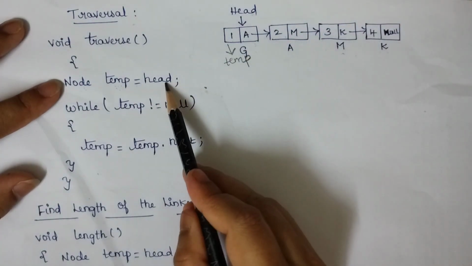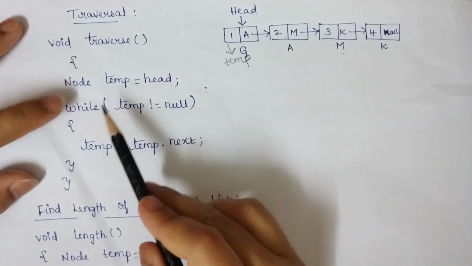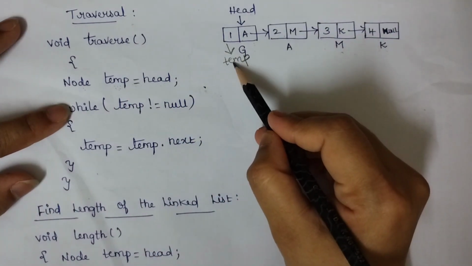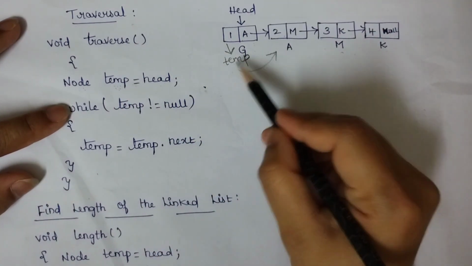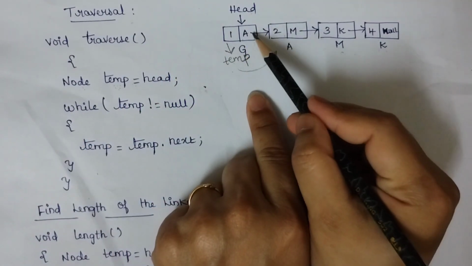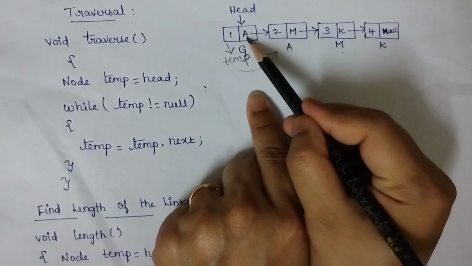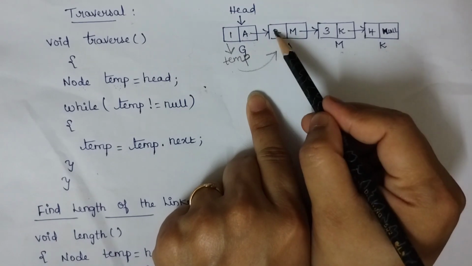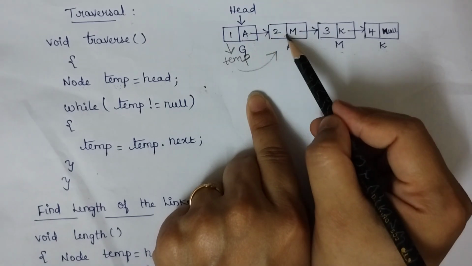Okay, so I assign head node as temp. Now what you need to do, from this node you have to move to the next node. How do you move to next node? So we already know that these two nodes are connected with a reference. Through this reference only you are going to visit the next node. Through this link only you are going to visit the next node.